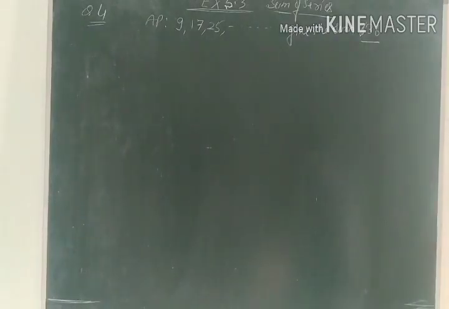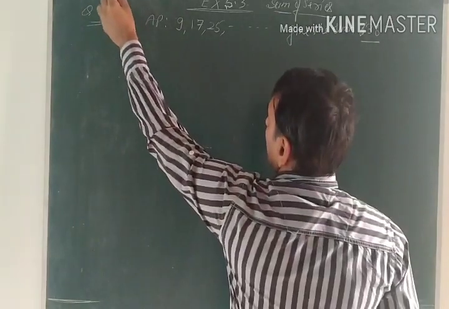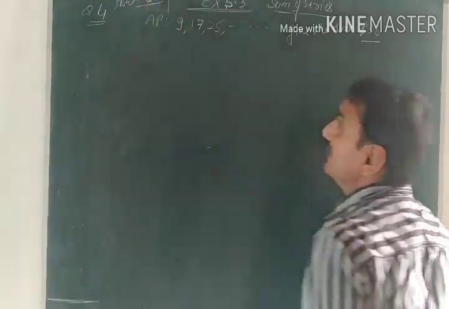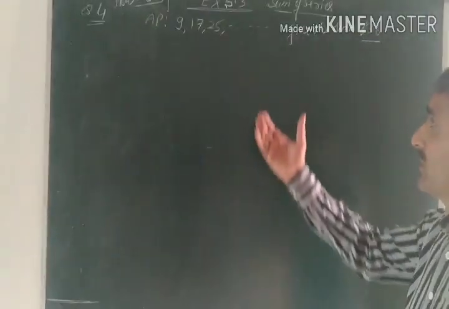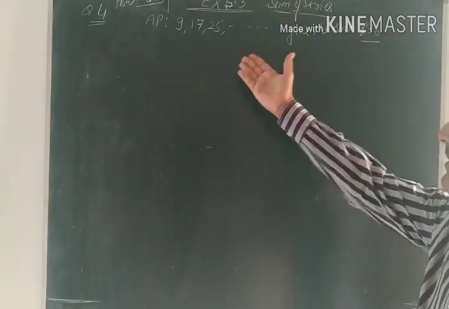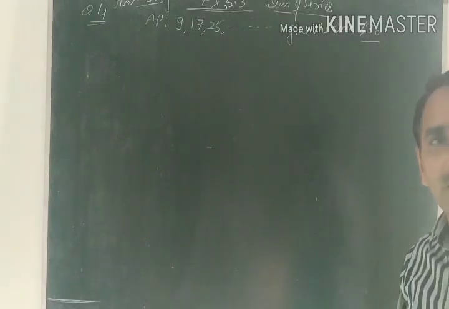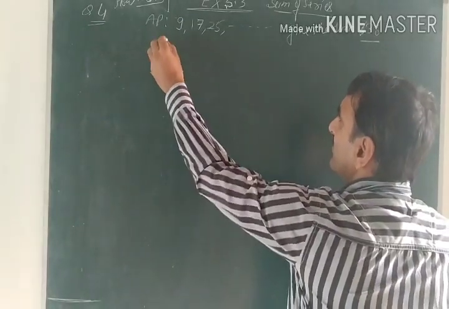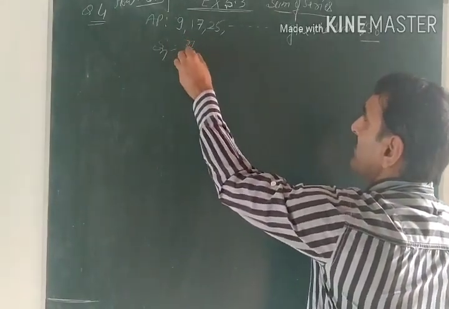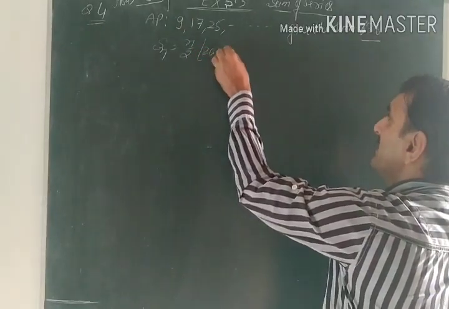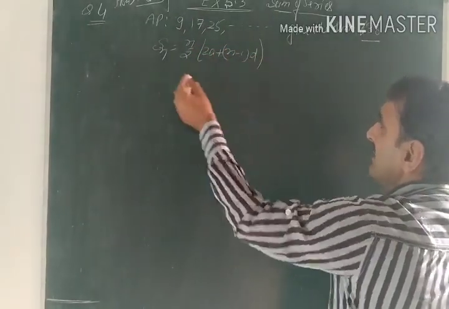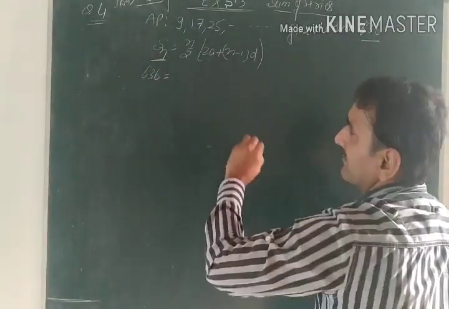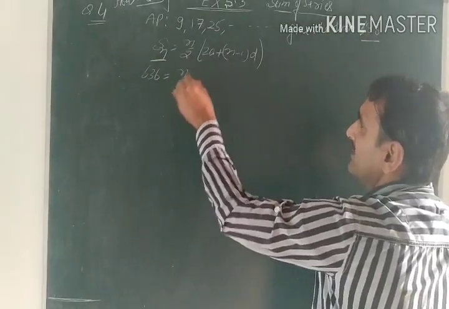This is the important part. How many terms do we have to take, in which if we add all these terms, the sum must be 636? Then we know the formula Sn is n by 2 into 2a plus n minus 1 into d. But in this question we have the sum 636, and we have to find n.